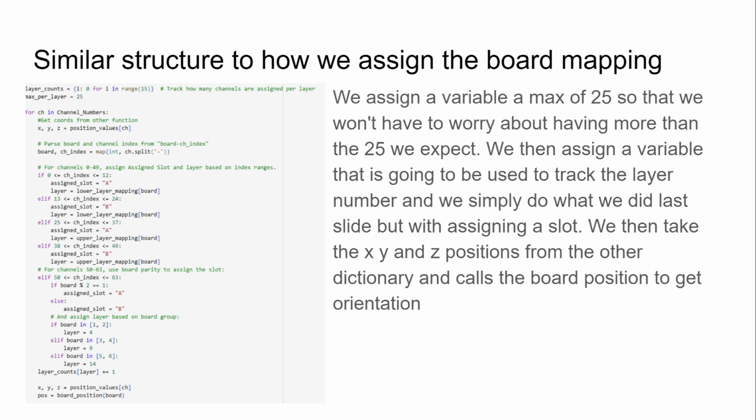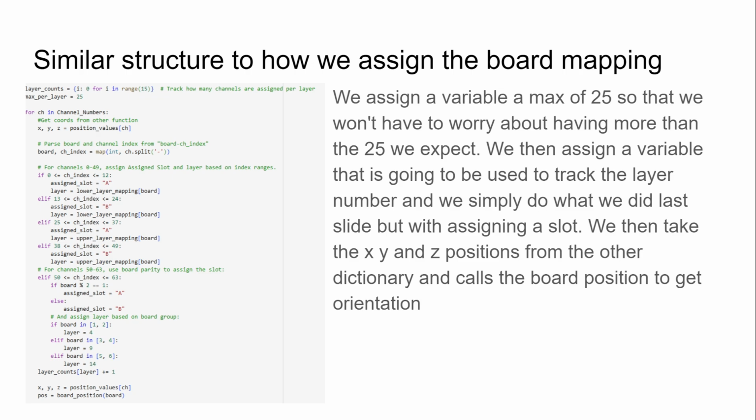We assign a variable of max of 25 so that we won't have to worry about having more than the 25 we expect. So we have a 5 by 5 for each of the layers. There are 5 tiles by 5 tiles. So we expect 25. So I assign this to make sure that there is only going to be 25 and no more or no less than that. We then assign a variable that is going to be used to track the layer number, and we simply did what we did in the last slide, but with assigning a slot.